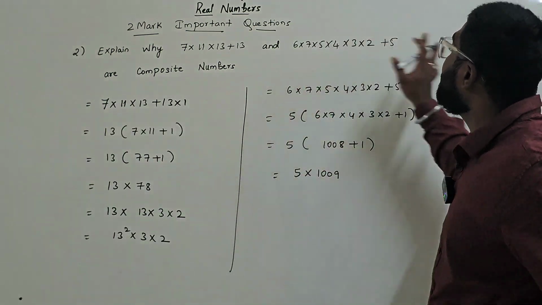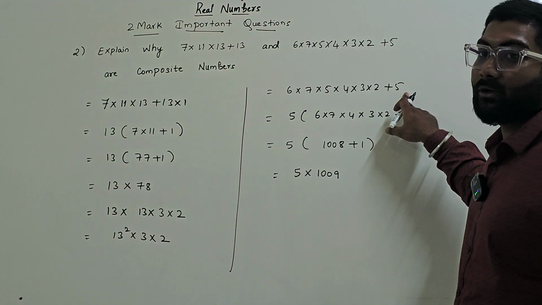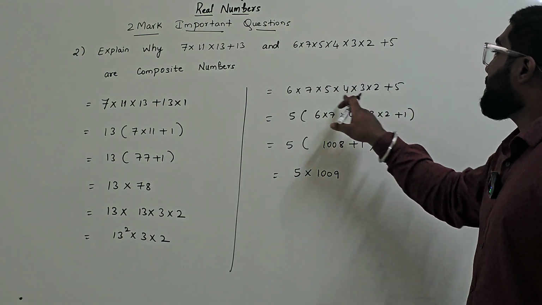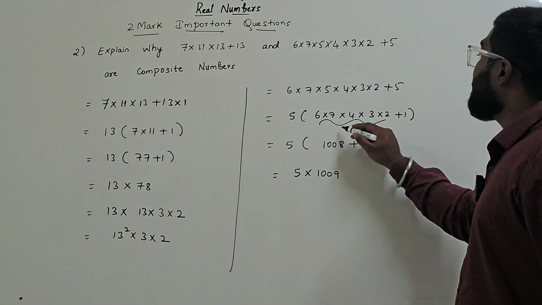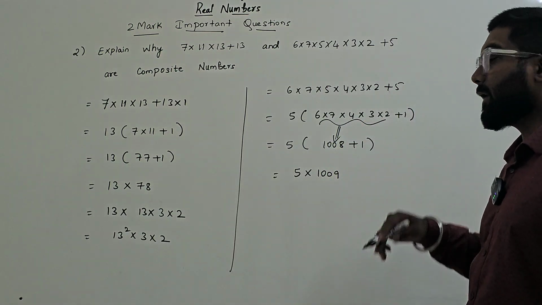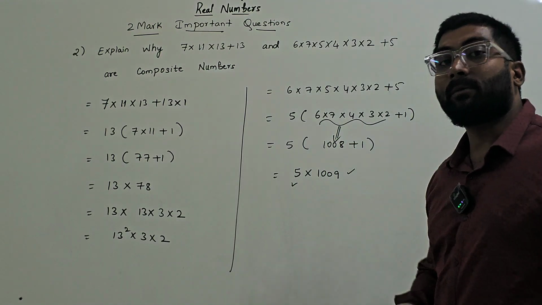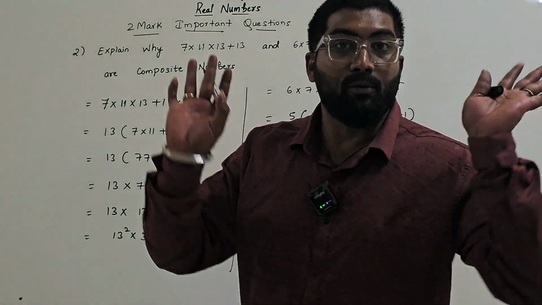Then come to here, the same thing you have to do. 5 and 5 is common on both sides, bring the 5 outside, then it becomes 6 into 7 into 4 into 3 into 2 plus 1. And if you multiply this, you will get 1008. 1008 plus 1 is 1009. 1009 is a prime number, 5 is a prime number. The product of two prime numbers is called a composite number.